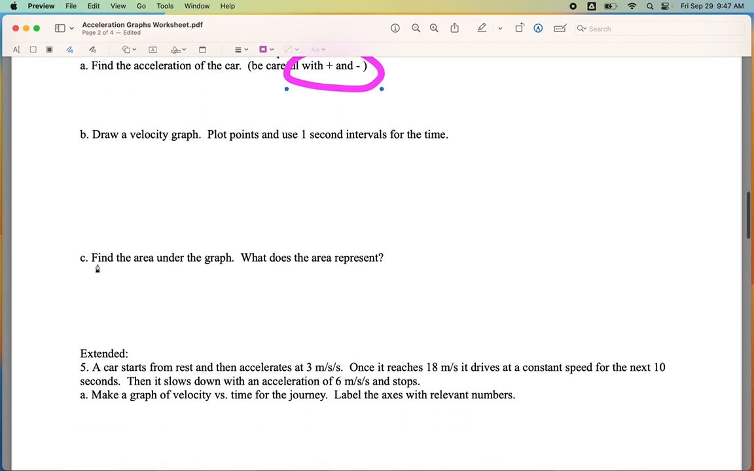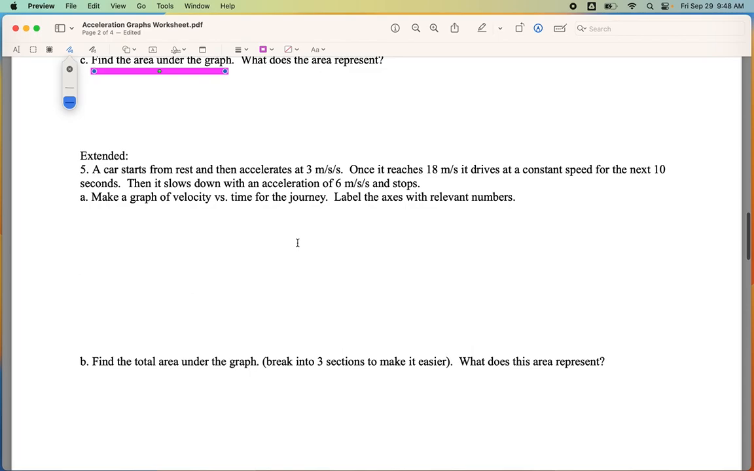For these right here, find the area under the graph. So we did this with velocity graphs in the past, that when you find the area under a velocity graph, that's going to represent the displacement or the distance that you go. So that's what it represents. And finding the area is going to be finding the area of a triangle this time. So you'll have to remember, how do you find the area of a triangle? You should be able to remember that from math class or look it up.